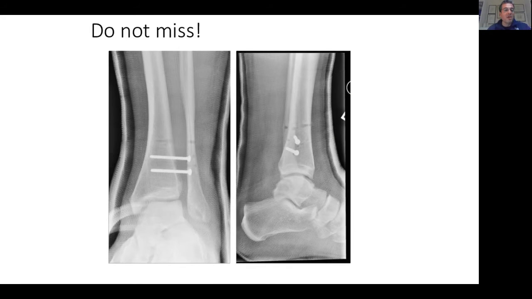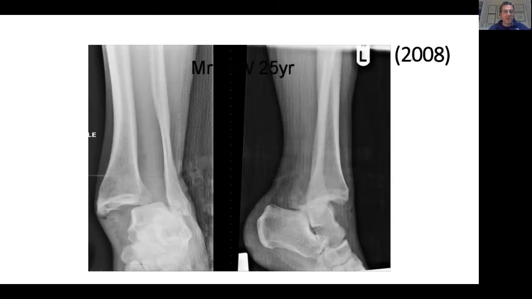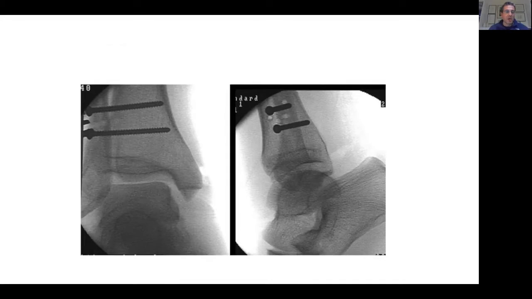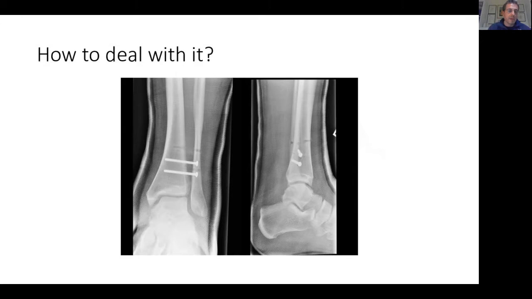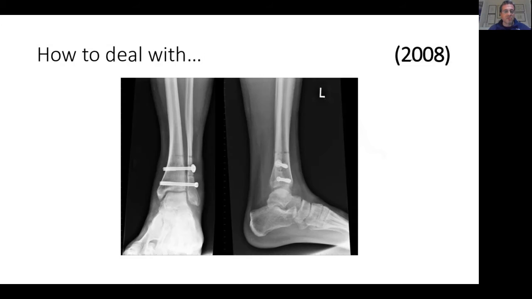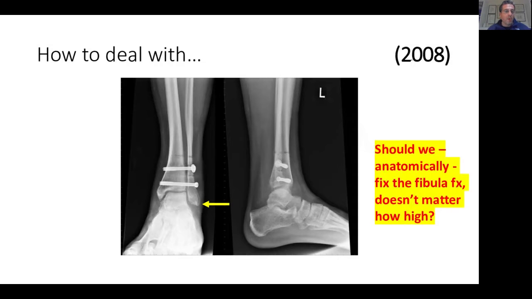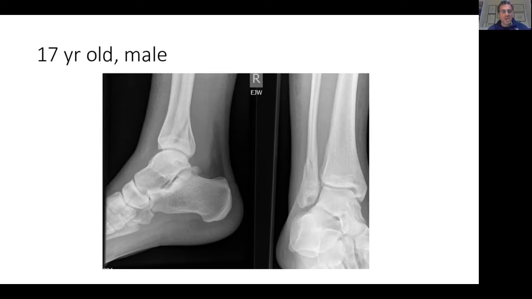And do not miss the tibia or the fibula, because in this case, even the fibula was missed. It started like this. In the OR, the images were not really good, not assessed very well, and then you revise it. Even here, I would say the fibula is slightly short and probably rotating because of the high fibular fracture, and there is a question: should we anatomically fix the fibula, no matter how high the fracture is? I haven't got the answer, but probably that's something to think about.